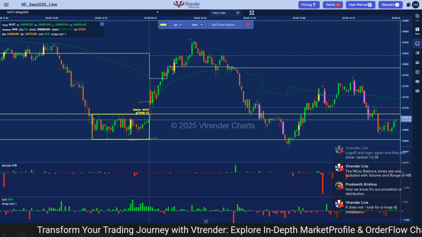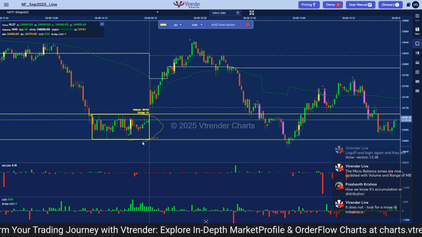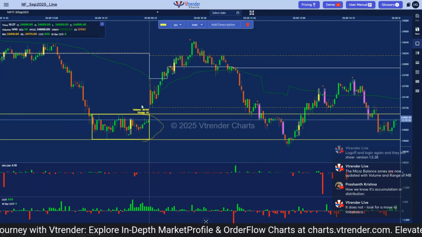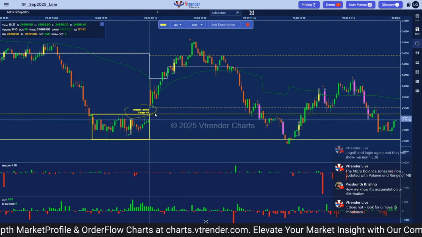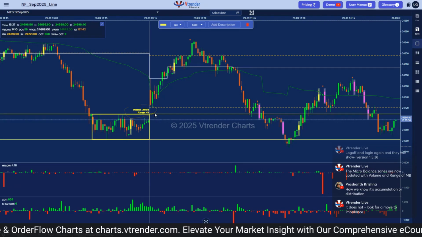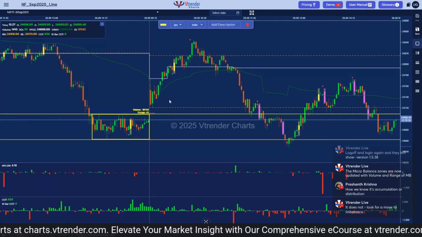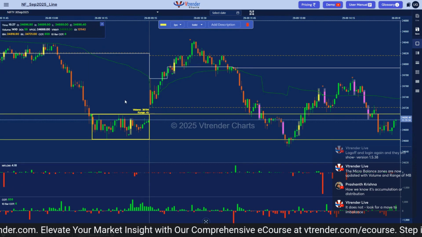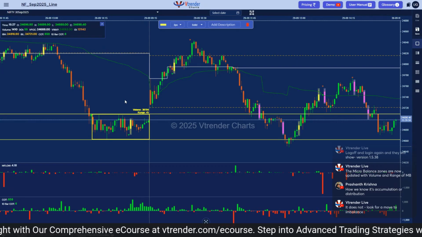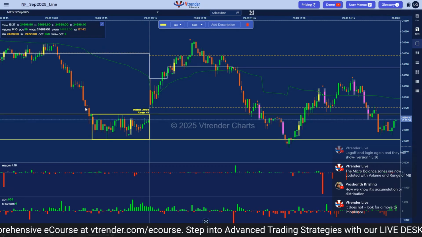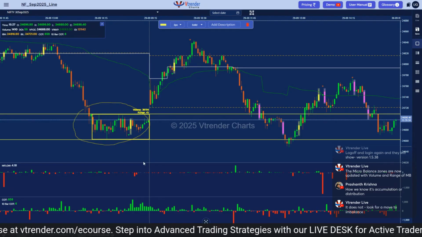And then your targets would be based on this range which is formed. So this 45 points is the range. For example, if the upper range is at 24710, you will add 45 points to it. So 24755 becomes your first target, and when you add 45 more to it, 24800 becomes your second target. So this is how you trade these micro balances.